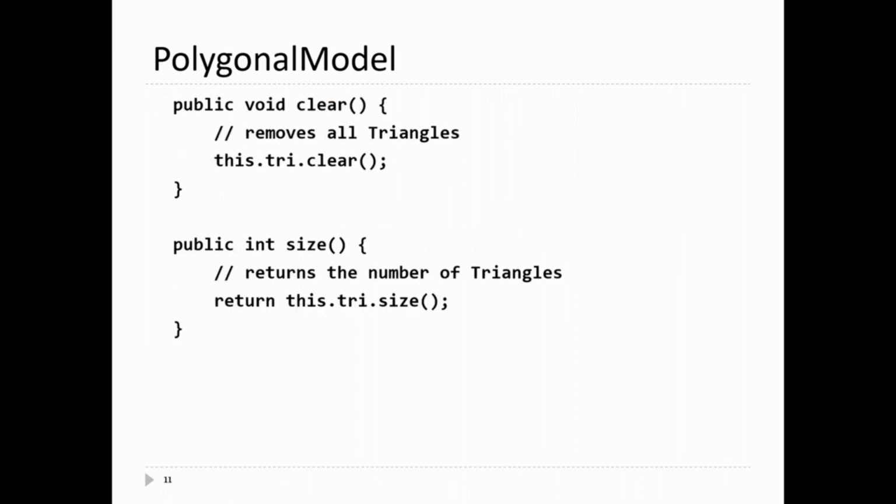The clear method removes all the triangles from the model, so it simply asks the list to clear itself. When you clear a list, the size of the list becomes 0. Size returns the number of triangles in the list, so it just asks the list for the number of triangles, or for its size.